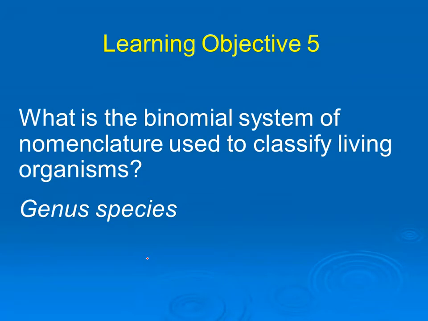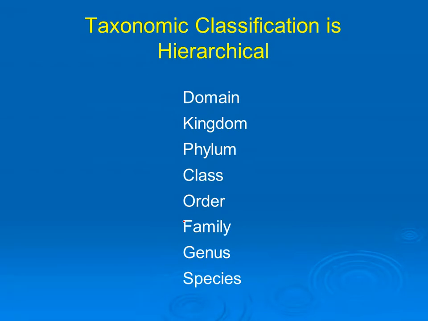Learning objective number 5. What is the binomial system of nomenclature used to classify living organisms? One key word I want to bring your attention to is binomial. Binomial means two names. Bi means two, and nomial refers to names. And so each organism is given a two-name identification, a genus and a species. That's called the binomial system of nomenclature.